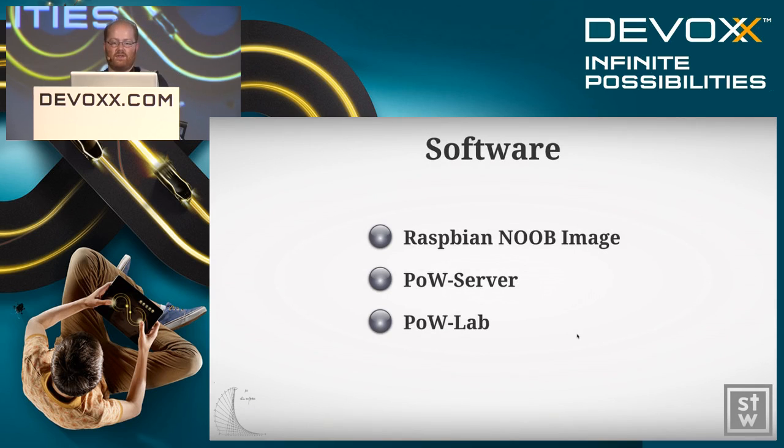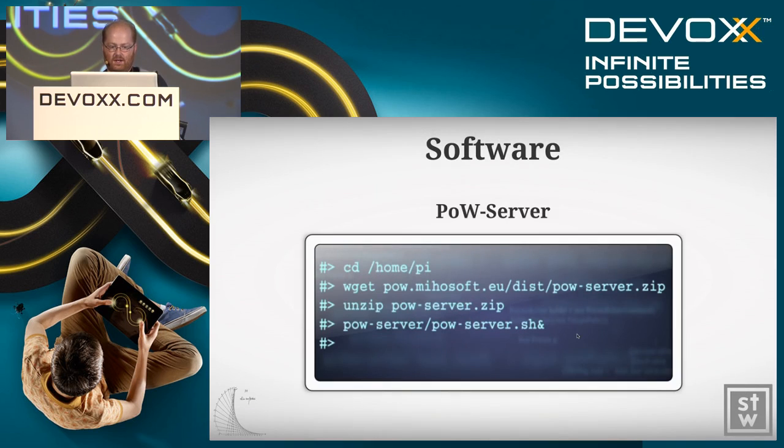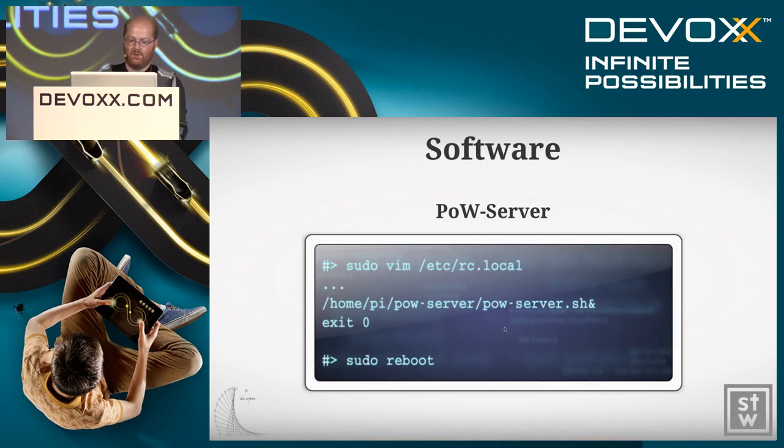I just started with the Raspberry Pi NOOBS image, and you just can download the server and lab applications. To run the server, you just download it and basically run the PoW server script. And if you want to make that permanent, you can just add that to /etc/rc.local or something like that. And then you reboot the Pi and it will start that service automatically.